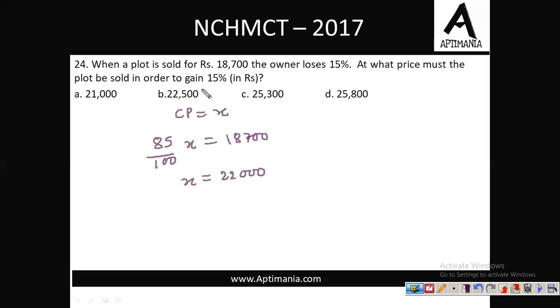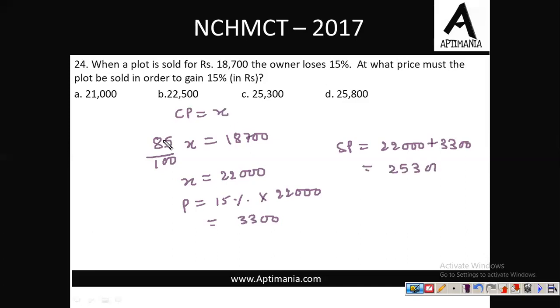At what price must the plot be sold in order to gain 15%? Now this is the cost price. We need to have a profit of 15%. Now 15% of what? 15% of this 22,000, which is nothing but 3,300 rupees. So our SP must be how much? It is 22,000 plus 3,300, which is 25,300. Option C is the correct one.